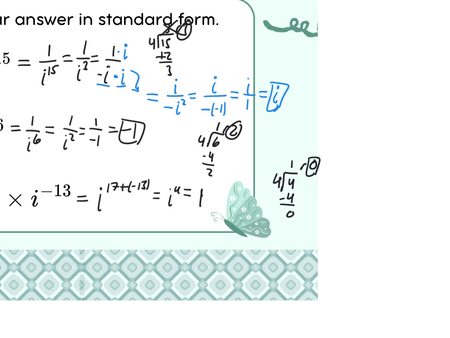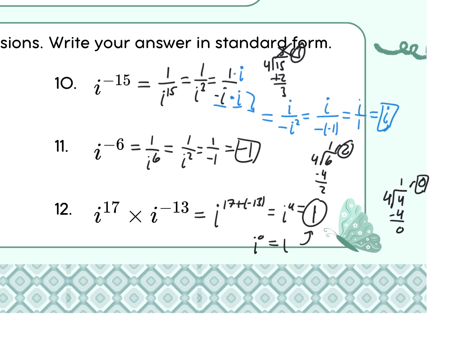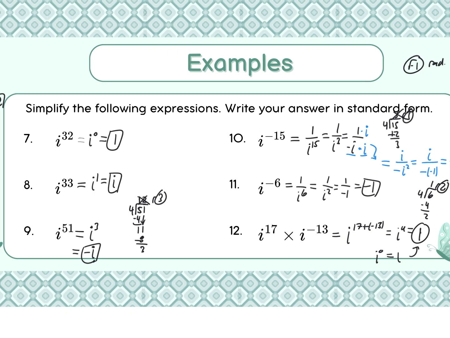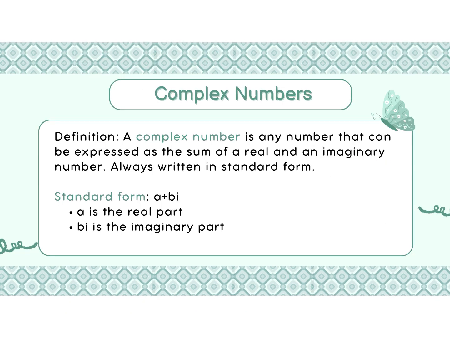We get a remainder of 0. So we get i to the 0, which is 1, right? So either way, we get the same answer. All right, and that's essentially how you would simplify higher powers of i.